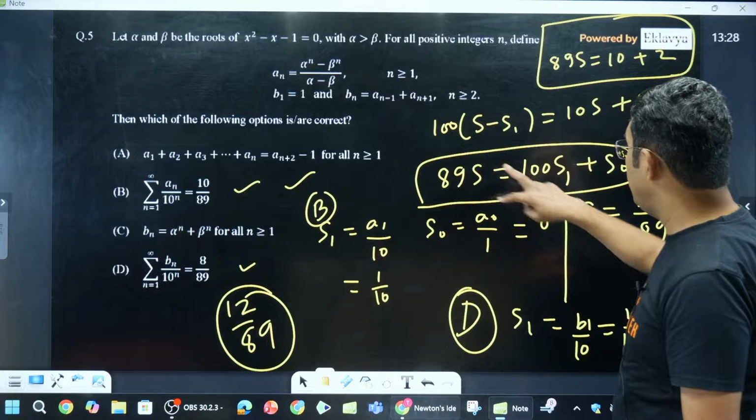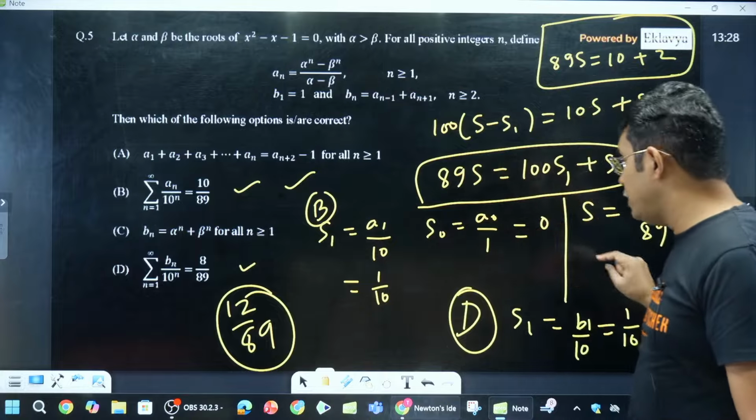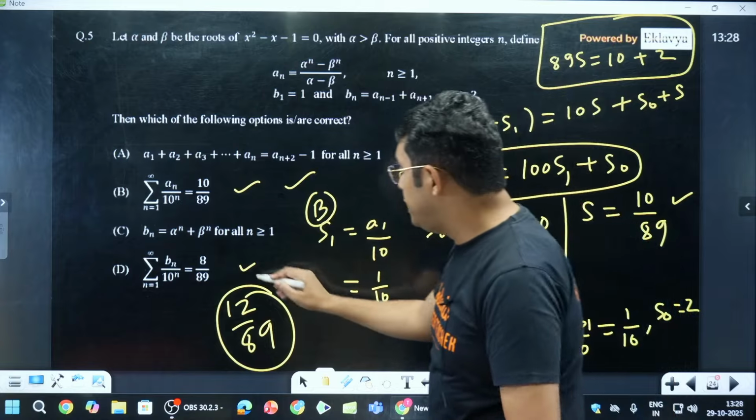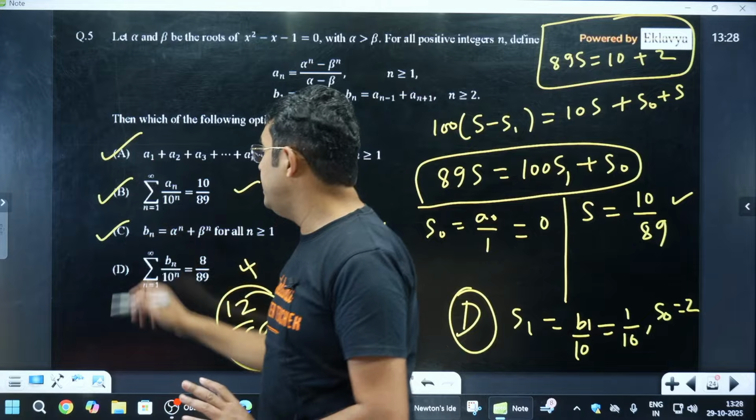Till this point they both were having the same calculation. For the B part it was different, and for the D part it was slightly different, so the answers were different. B option is correct, D option is not correct. So the final answer should have been A, B and C.